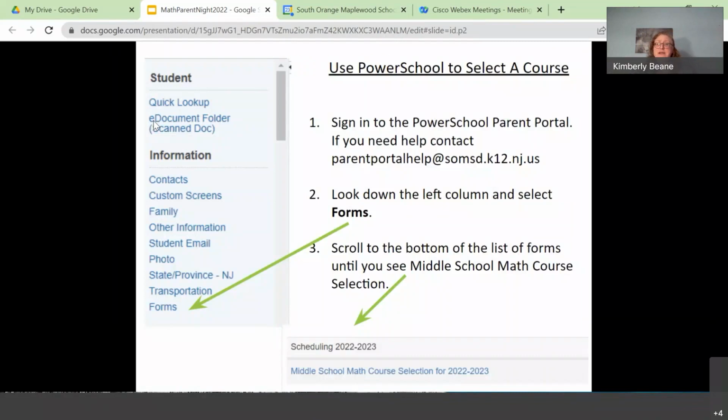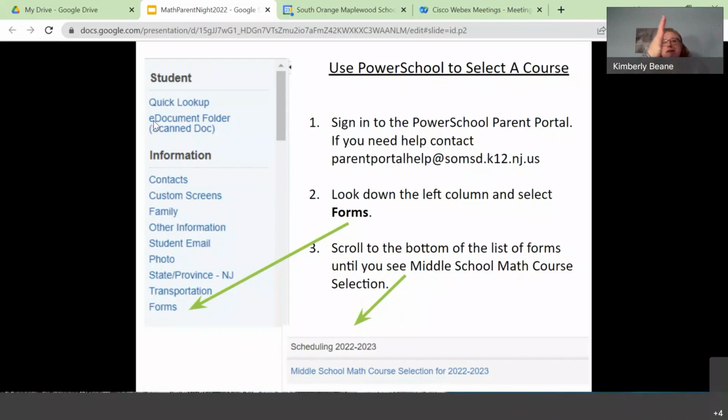Now, the letter also told you how you're going to make this selection. You're going to sign into the PowerSchool parent portal. And if you don't have that, you can email parent portal help at somsd.k12.nj.us. You can usually also contact your school's library or main office.